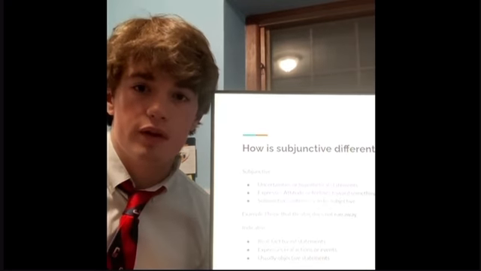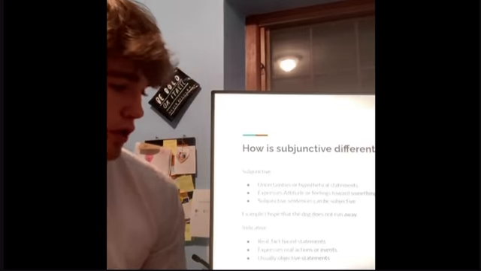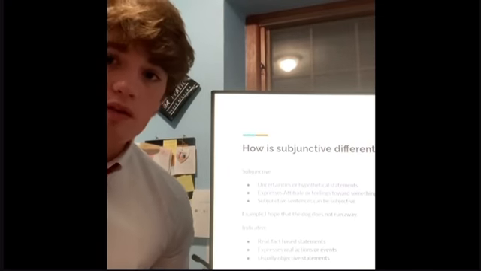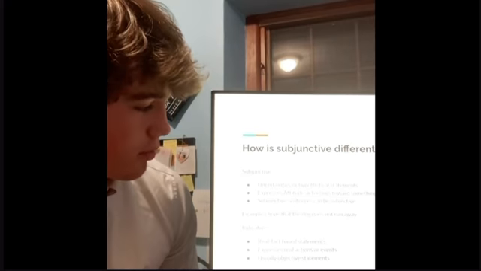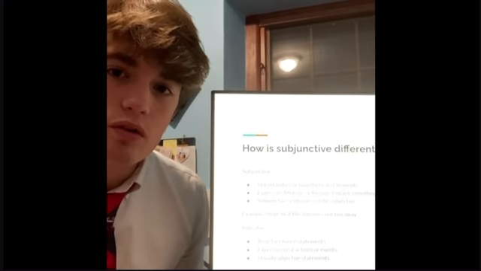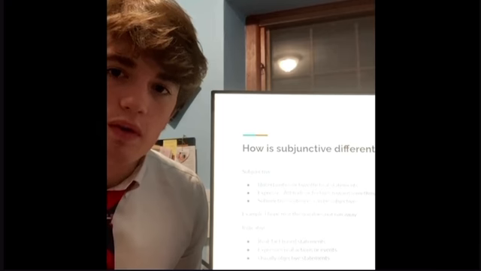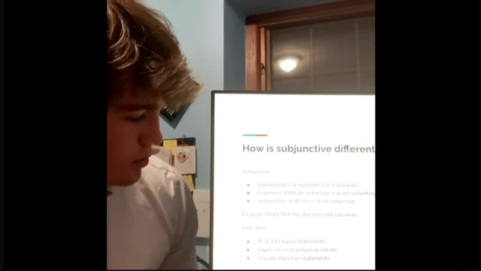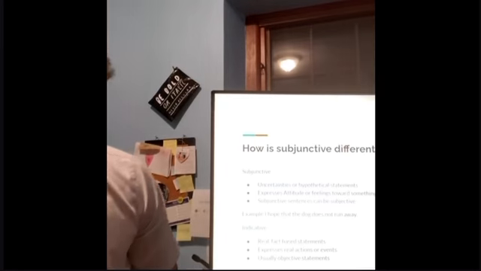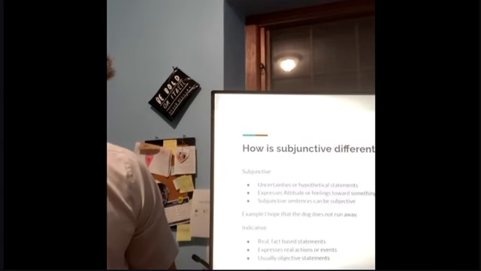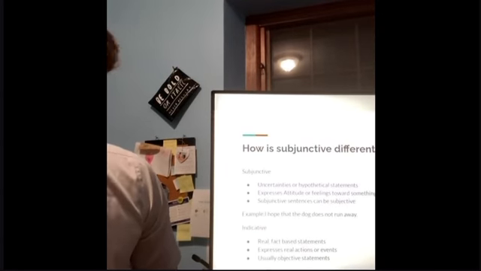Subjunctive is different than the indicative. Subjunctive expresses uncertainties or hypothetical statements. It expresses attitudes or feelings towards a certain situation or event. Subjunctive sentences are often subjective. An example of a subjunctive sentence is, "I hope that the dog does not run away."